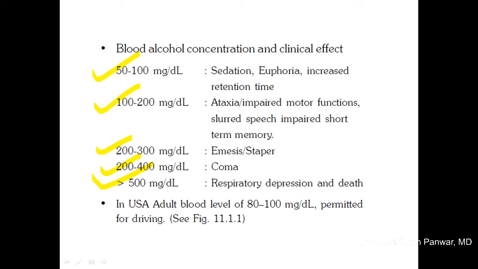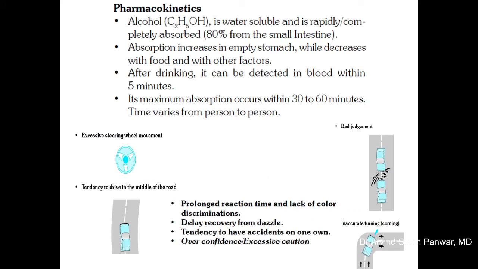In the USA, an adult blood level of 80 to 100 milligram per dl is permitted for driving, not above this. Pharmacokinetics. Alcohol, that is C2H5OH, is water soluble and is rapidly and completely absorbed, approximately 80% from the small intestine. The absorption increases on an empty stomach, while it decreases with food and other factors. After drinking, it can be detected in the blood within 5 minutes. Its maximum absorption occurs within 30 to 60 minutes. Time varies from person to person.